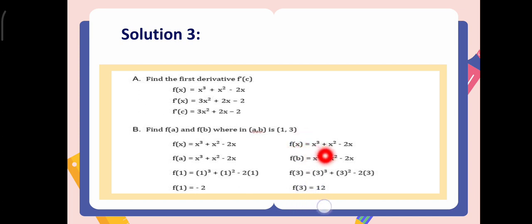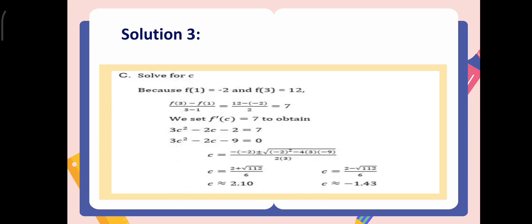Now let us find f of b. Let us substitute the b value, which is 3. So, f of 3 is equal to 3 cubed plus 3 squared minus 2 times 3. We will have f of 3 equal to 12. Then, we can now solve for the value of c. Since f of 1 is equal to negative 2 and f of 3 is equal to 12, let us use the mean value theorem.